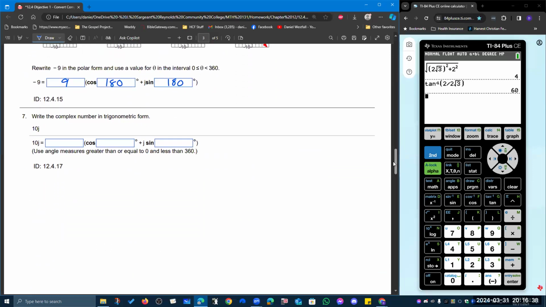10j in trigonometric form has a magnitude of 10, and it's going to be here at 90 degrees. And so this is 90 degrees and 90 degrees. And that's going to give us cosine of 90 is going to be 0, so it's going to have no real part. And it's going to have a sine of 1, j times 10 is going to be 10j, and that will give us the imaginary part.